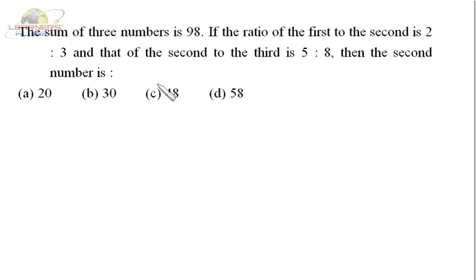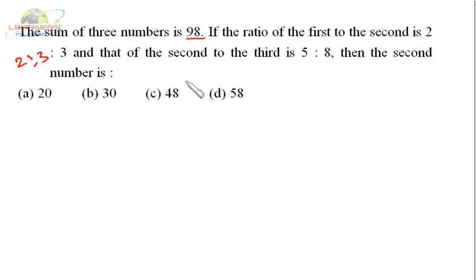Now this problem: the sum of three numbers is 98. If the ratio of first to second is 2 is to 3, and that of the second to third is 5 is to 8, then the second number is. Friends, even this problem can be done without paperwork. Okay, let's see how it is possible.